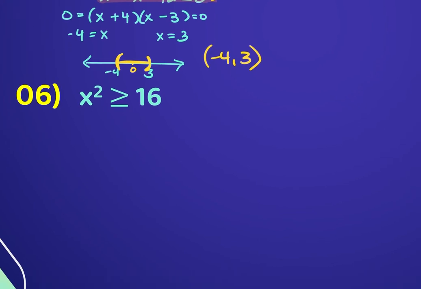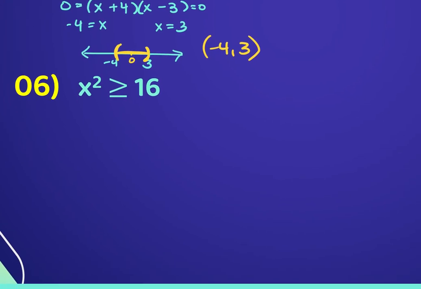All right, 6. So if that was an equals, I would square root both sides and be at plus and minus 4, okay? Because it's inequality and we've been doing it the other way, but you can still do it that way. But because we've been setting it equal to 0, I would train myself to do the same thing. So I'd get x squared minus 16 is greater than or equal to 0.